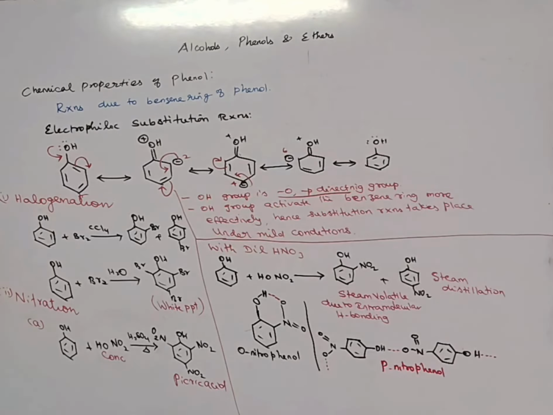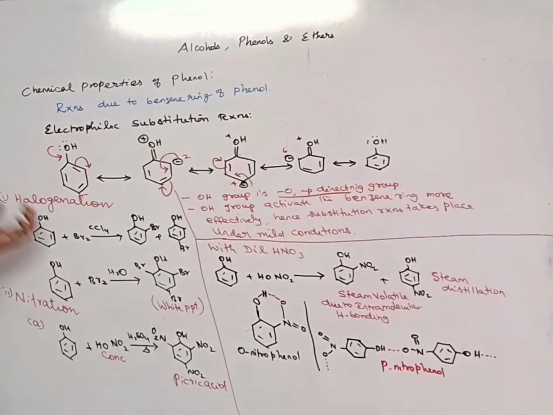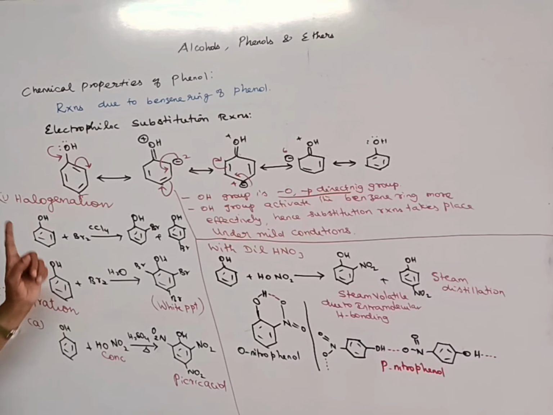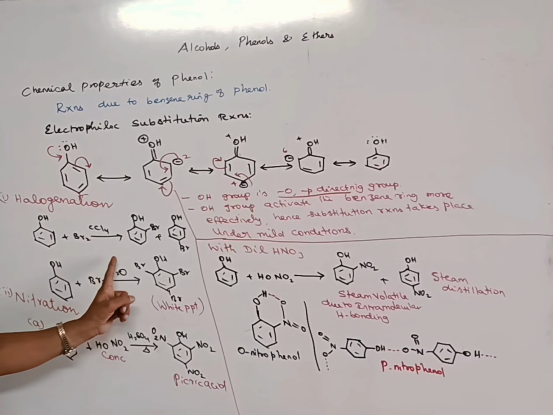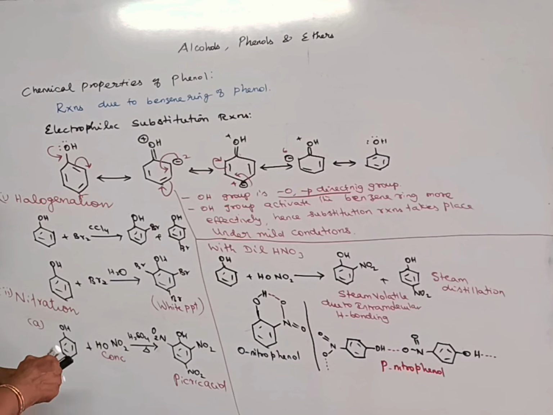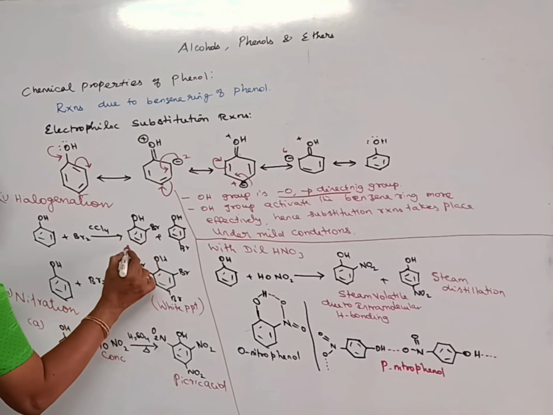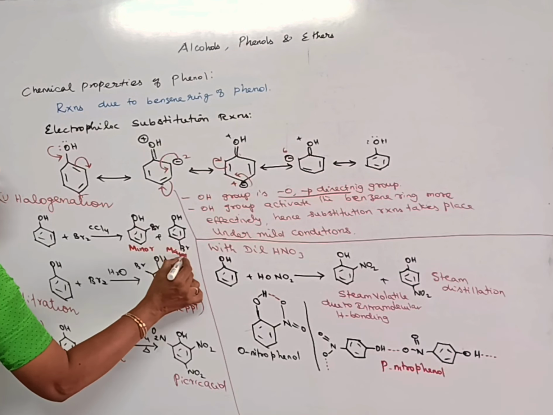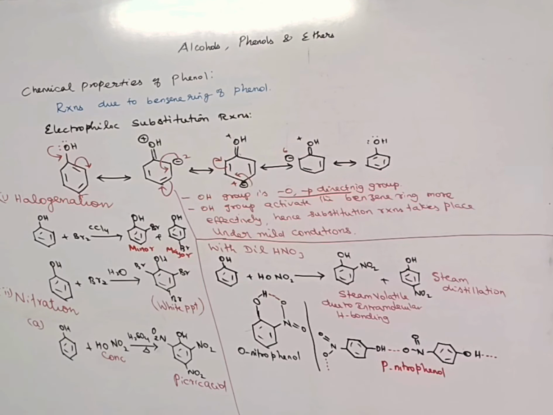Let us see first of all halogenation of phenol. Phenol can undergo halogenation in 2 different ways: one with the bromine in carbon tetrachloride, and the other the bromine in water. Bromine in carbon tetrachloride, the carbon tetrachloride is a non-polar solvent. Under this condition, phenol can give orthobromophenol or parabromophenol. The orthobromophenol is usually a minor product, but the parabromophenol is the major product.